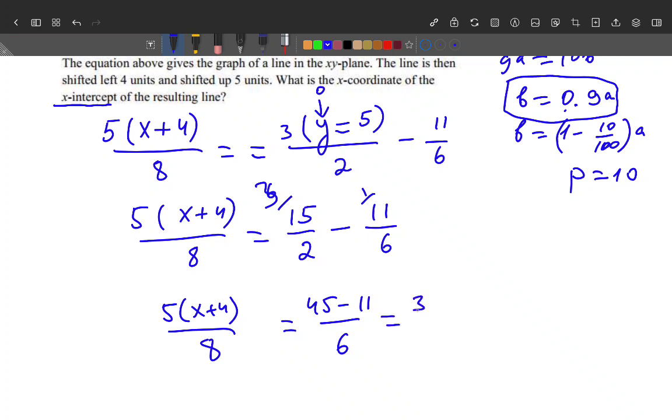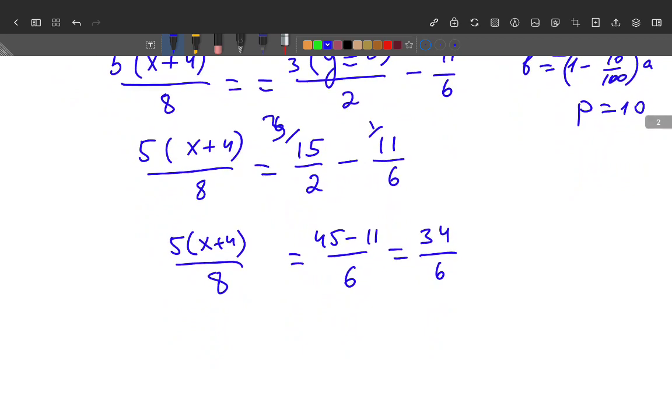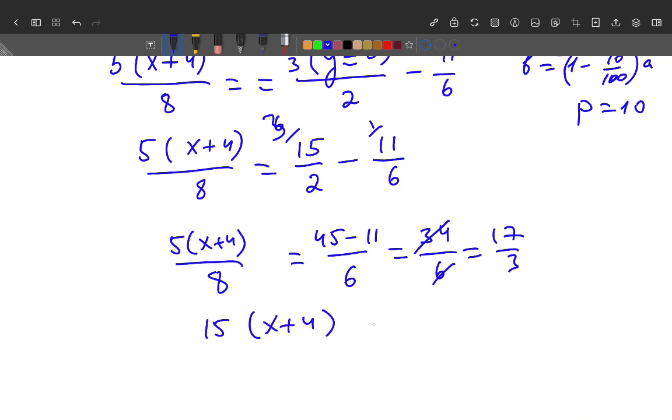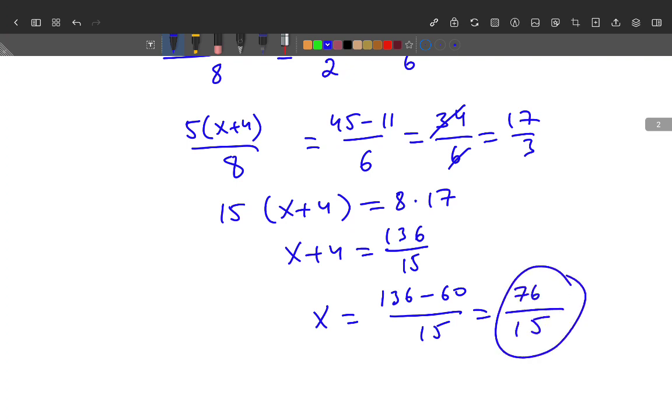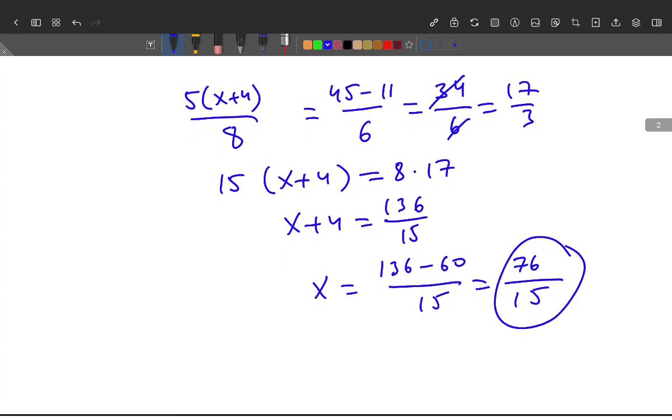It's equal to this one from here, and 15 times (x plus 4) is equal to 76. This one too. X plus 4 is 76 divided by 15. X is equal to this, 76 divided by 15. Answer is this.